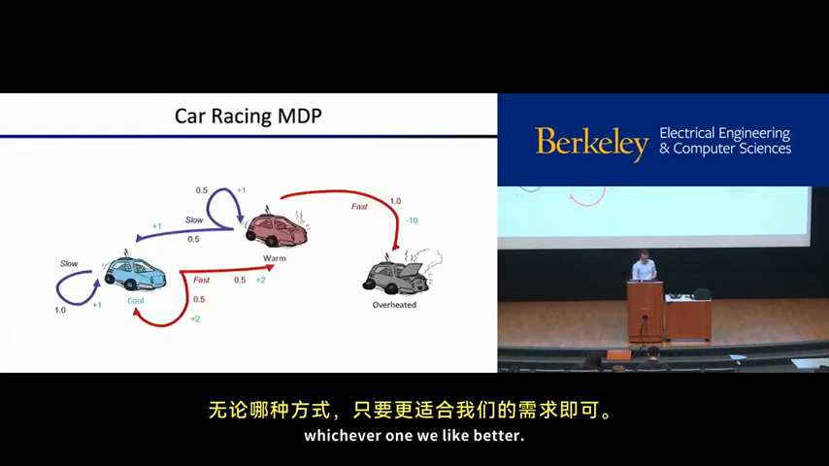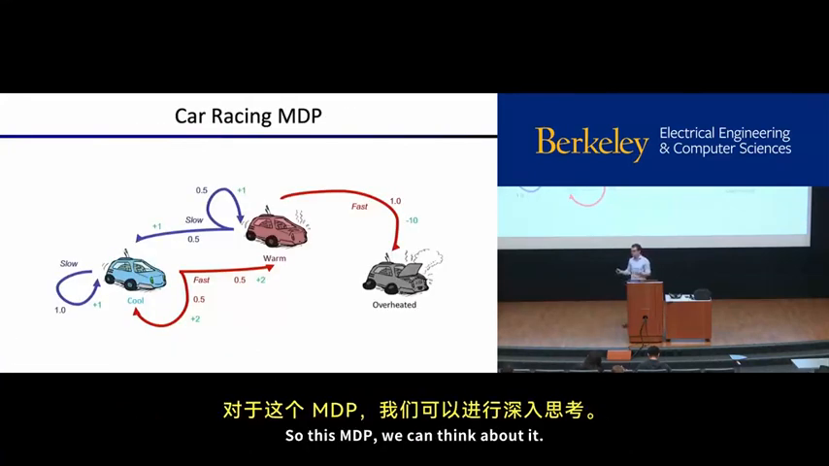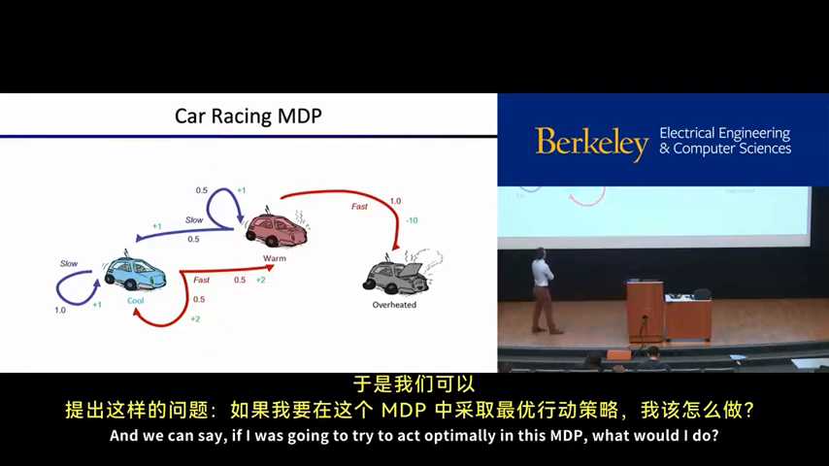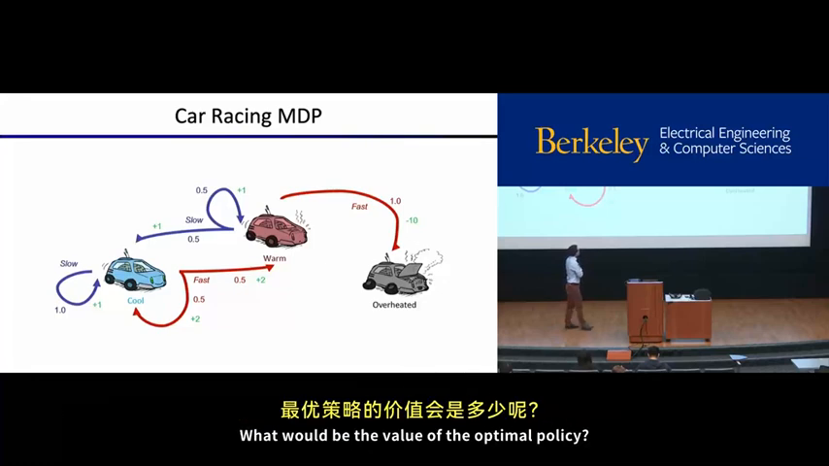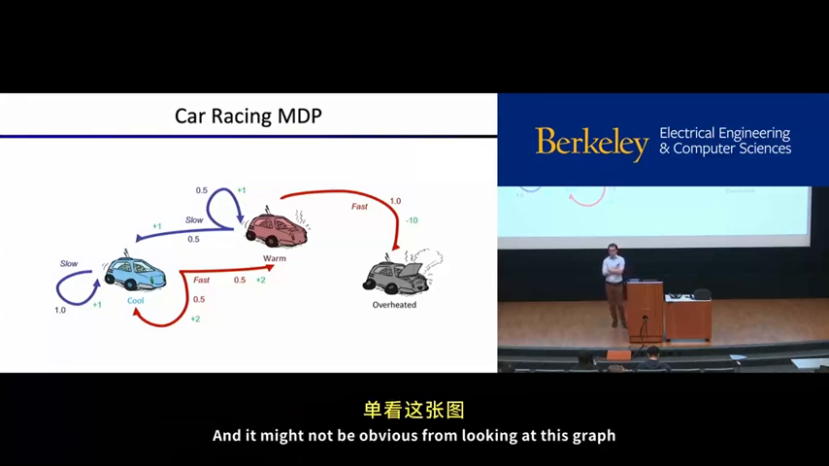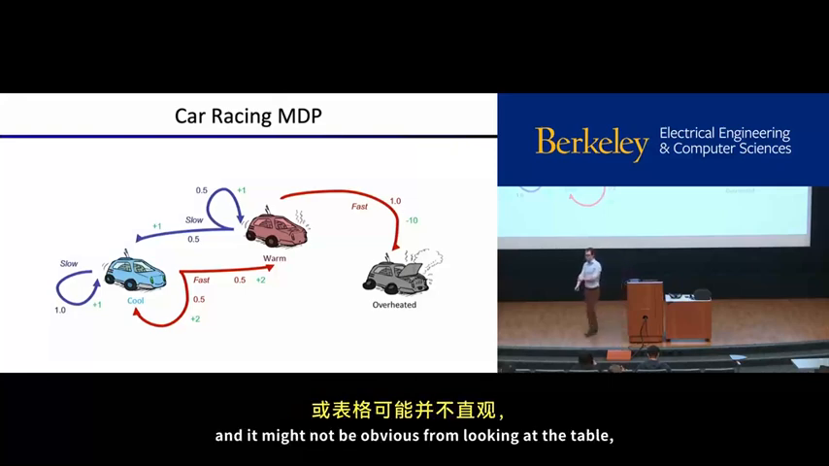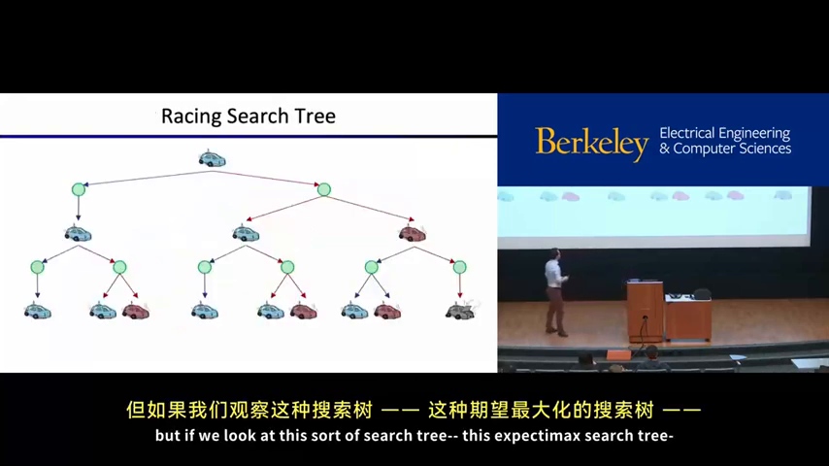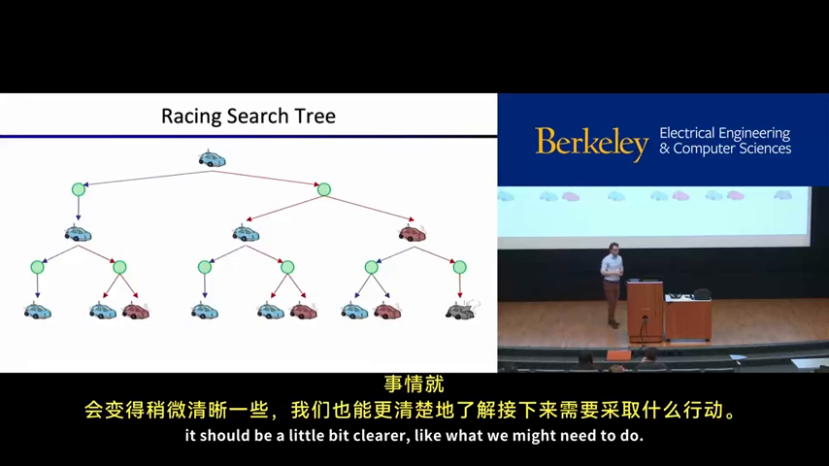So this MDP, we can think about it, and we can say, if I was going to try to act optimally in this MDP, what would I do? What would be the value of the optimal policy? How much value could I expect to get? It might not be obvious from looking at this graph, or from the table, but if we look at this Expectimax search tree, it should be a little bit clearer what we might need to do.